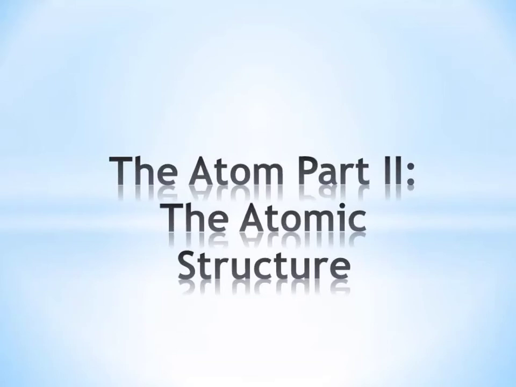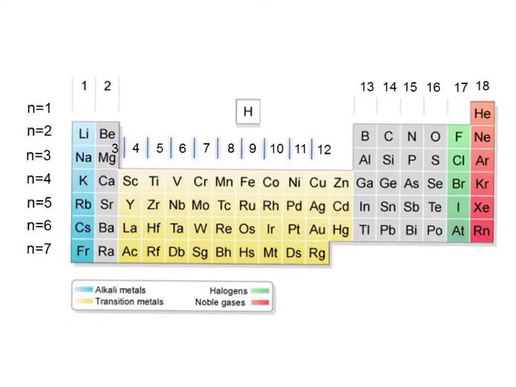This is the lecture notes for the atom part 2. The periodic table is really important for this part of the lecture. You will need to use it, and we are going to explore through this lecture why and how the periodic table helps us determine the number of protons, neutrons, and electrons.